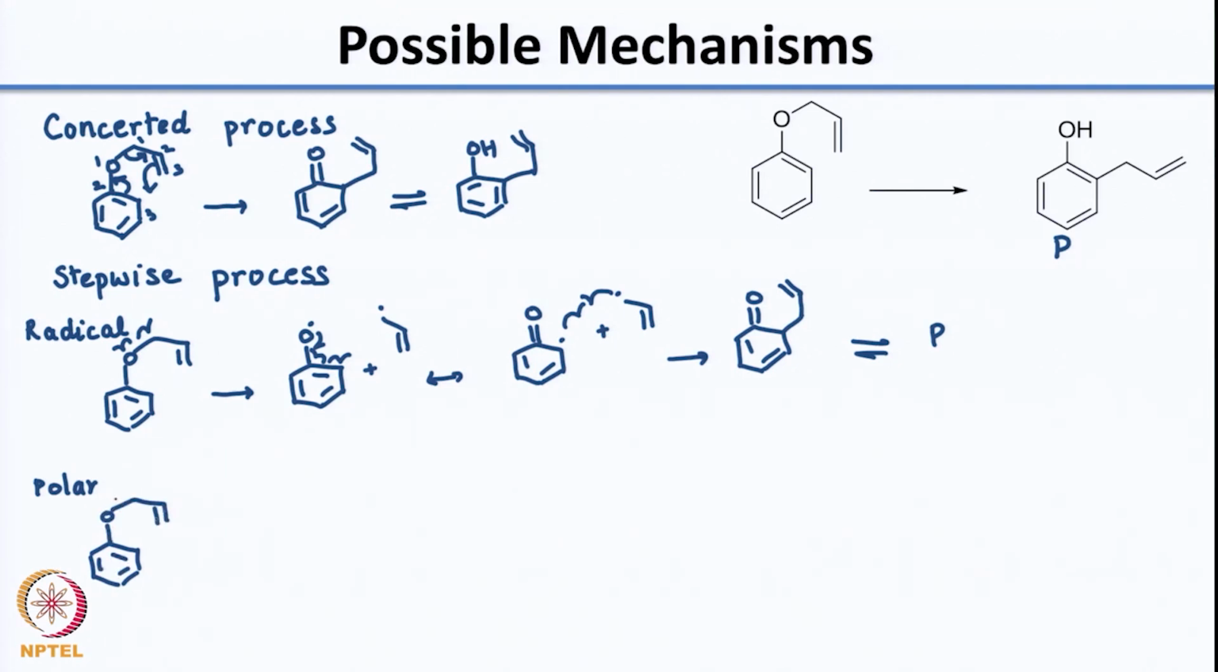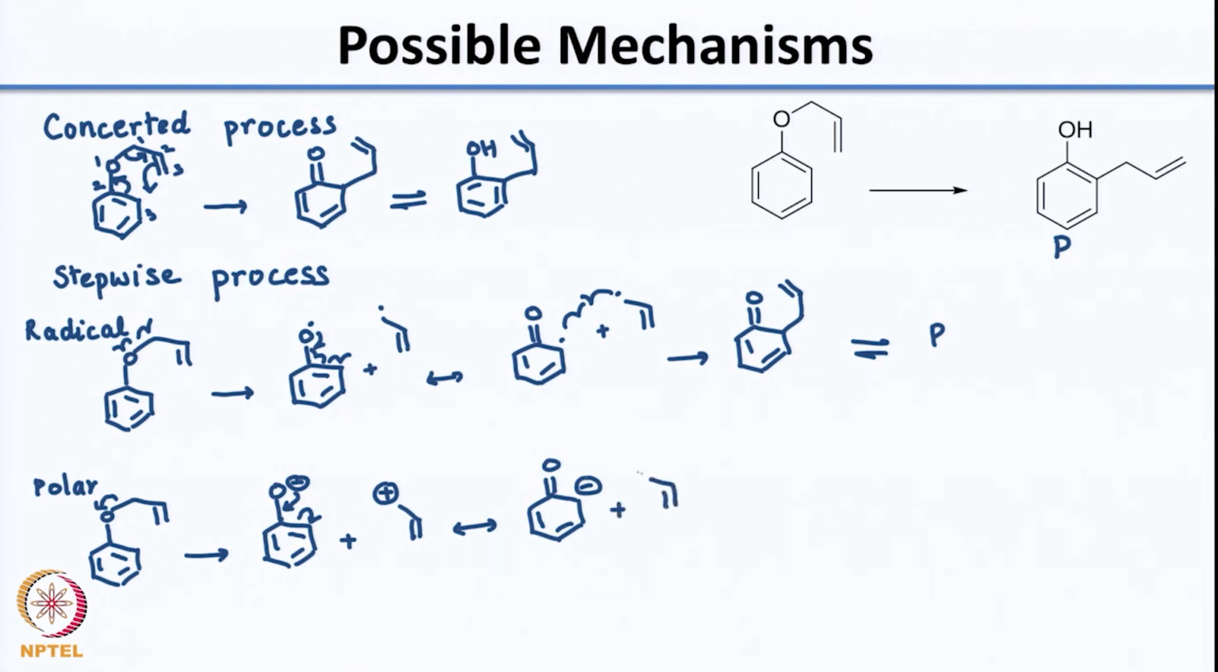So, obviously when you are breaking this bond, you will break it such that you put the negative charge on the electronegative oxygen, plus you have, and of course again you can write the resonance structure for this, and once you write this resonance structure, it can combine with the allylic cation to give you this product. So, all these mechanisms you can technically write.